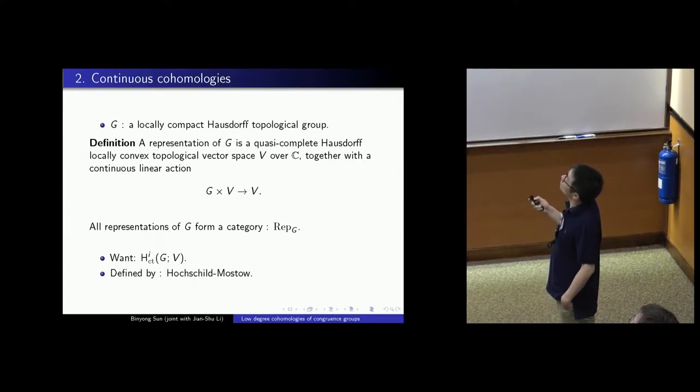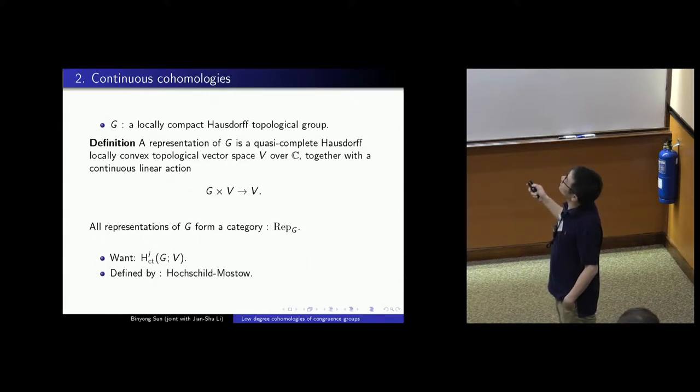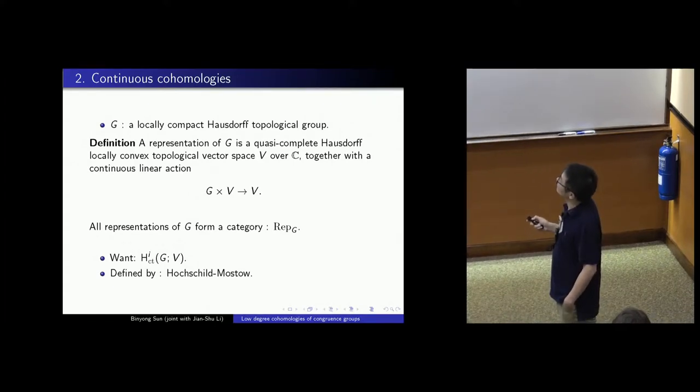Now let G be a locally compact Hausdorff topological group. By a representation of G, we mean a quasi-complete Hausdorff locally convex topological vector space V over C together with a continuous linear action. This is just the definition of representation of a topological group. So we always assume the representation space is quasi-complete. Then of course all representations of G form a category. I call it A(G).